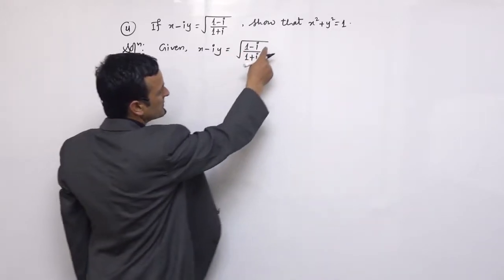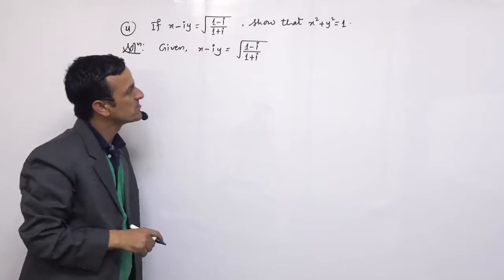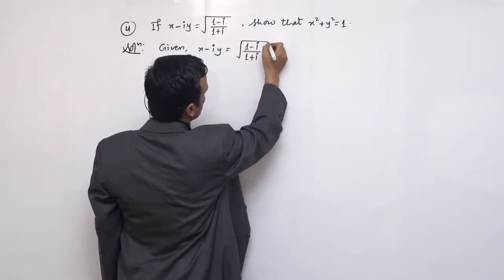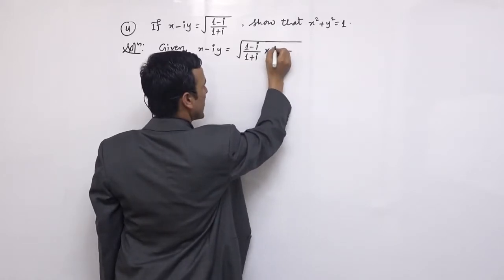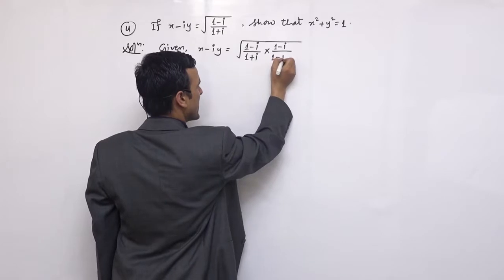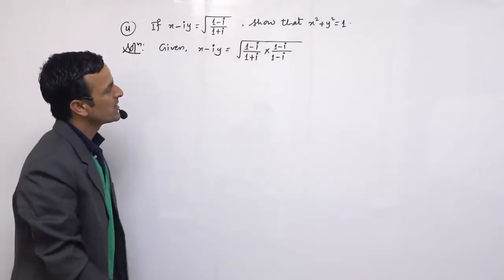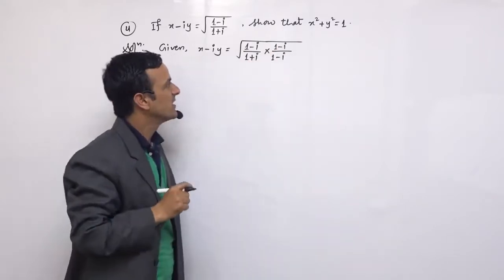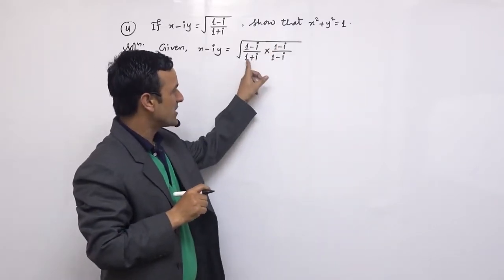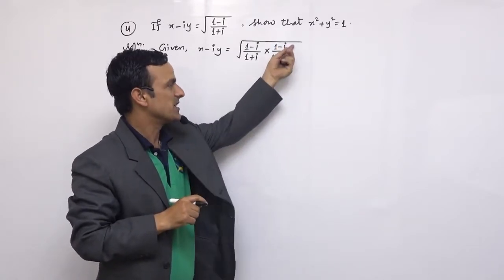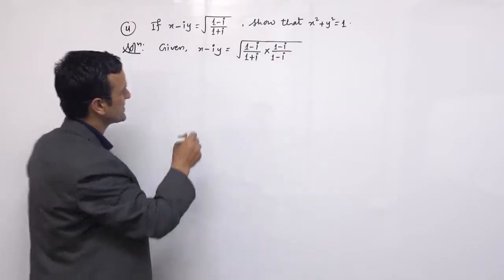First of all, remove this root from this term. So we should multiply here by rationalizing. We can take this term 1 minus i and 1 minus i. Take the opposite sign of this plus, so it will be minus. The conjugate of 1 plus i is 1 minus i, and repeating the same number over here, 1 minus i.